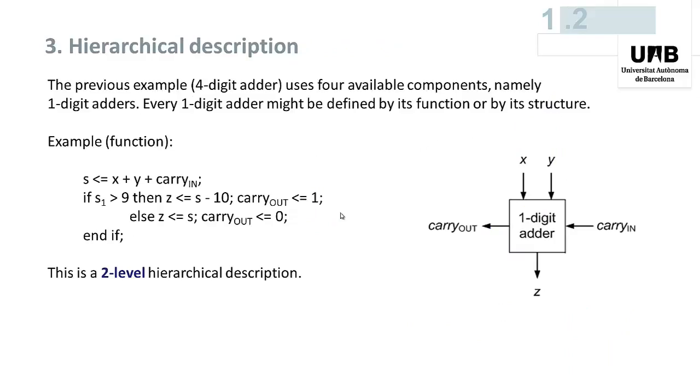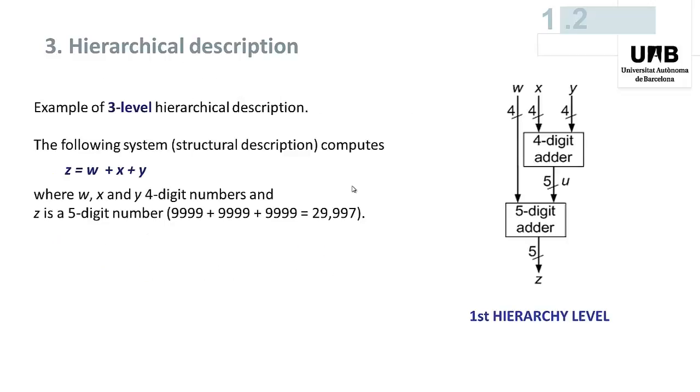The previous example uses 4 available components, the 1-digit adders. A 1-digit adder could in turn be defined by its function, for example, by the following piece of program. This is an example of a 2-level hierarchical description. The first level is the structure of the circuit with 4 components, and the second level is the functional description of a 1-digit adder. Let us see an example of 3-level hierarchical description.